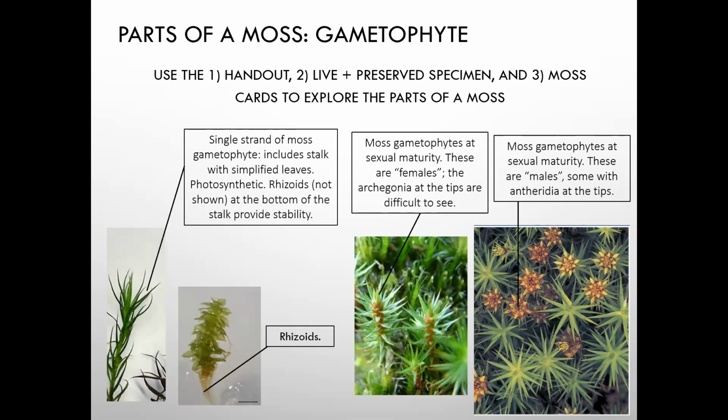The moss gametophytes at sexual maturity are pictured in the third picture here, and this picture shows female gametophyte stalks with archegonia at the tips, even though they're difficult to see. The fourth picture here shows male gametophytes at sexual maturity, which have these antheridia at the tips of each of their stalks, which are a little easier to see. They're kind of flower shaped.